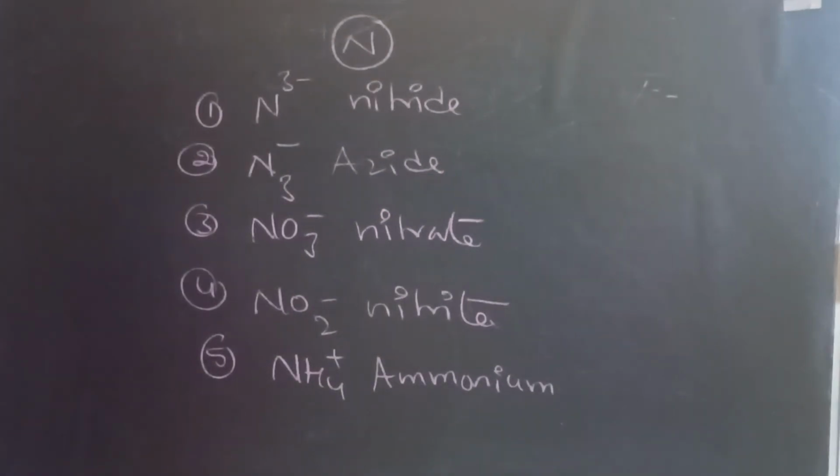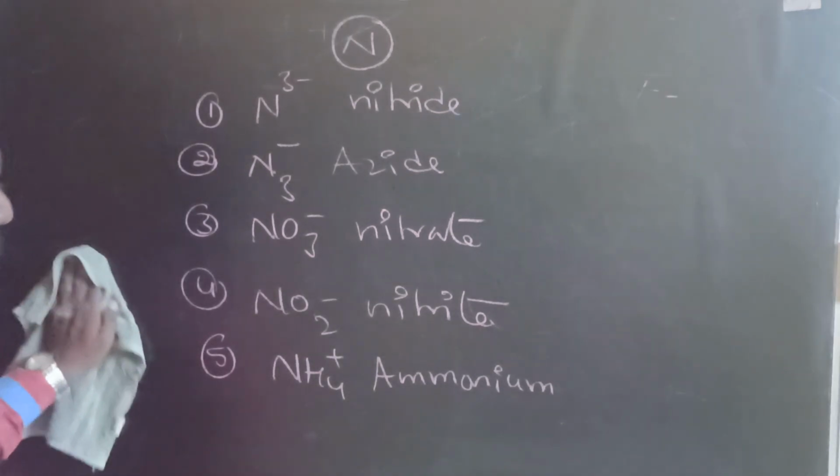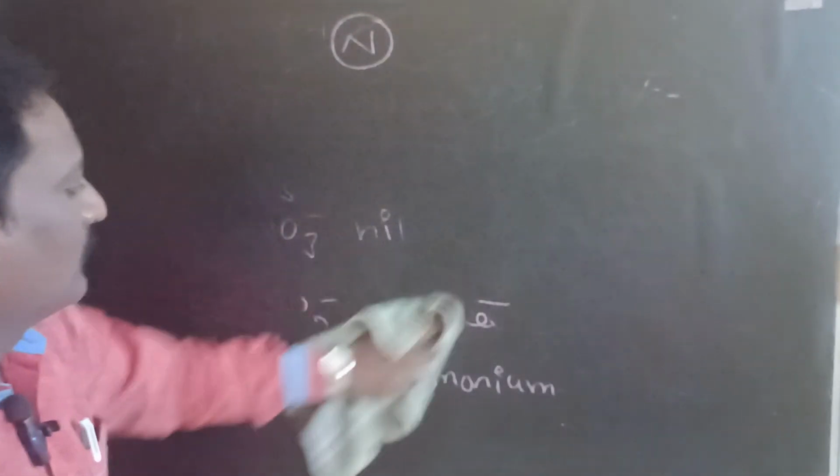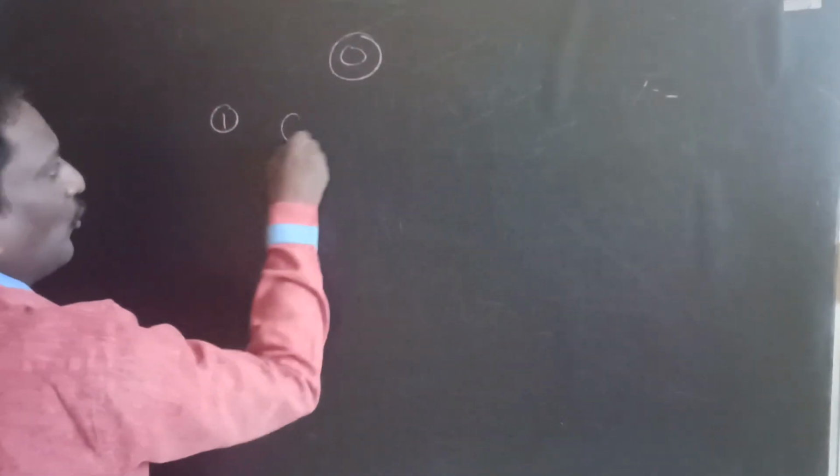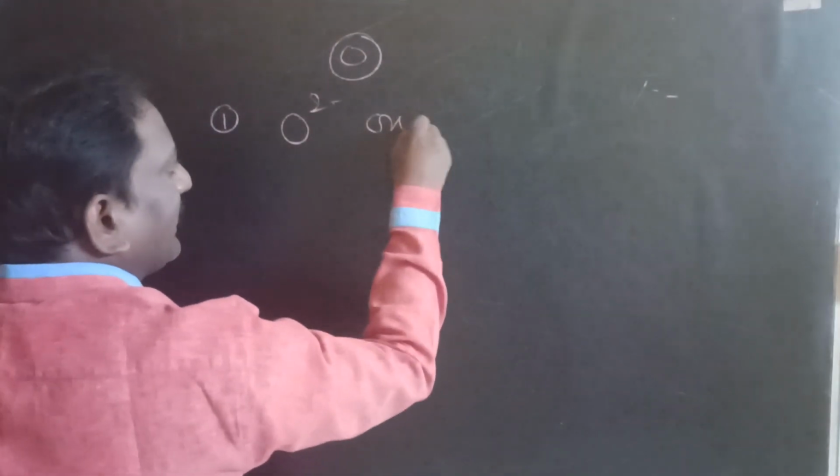Next one, oxygen based. I would like to write ions based on oxygen. O2 minus, oxide ion.